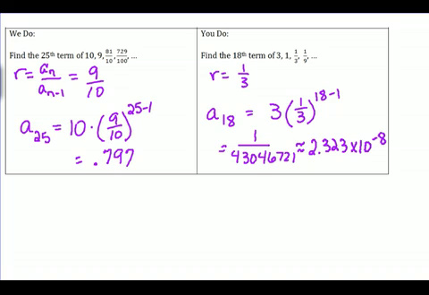Okay, so if you were successful on this example, you figured out that the common ratio is 1/3, and then when we plug the numbers into our formula, we end up with this fraction that has a very large denominator, and if we convert it to a decimal, you get 2.323 times 10 to the negative 8 power. Calculator giving us that answer there in scientific notation.